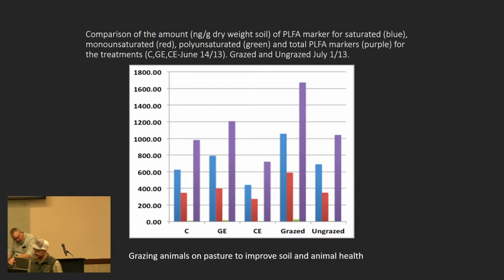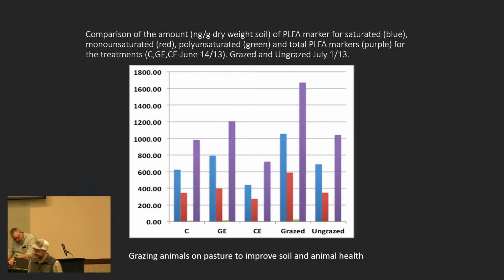And why? Animal grazing is so important to the soil. Okay, this is phospholipid fatty acids, which are actually about looking at the total living biomass, because phospholipids make up the membrane of living cells. And when a cell dies, the phospholipids are the first thing to get eaten up. So that's why phospholipid fatty acids are so important.